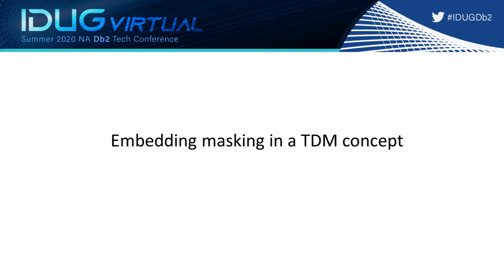Now, I want to wrap things up by taking a step away from the actual algorithms and looking at test data management concepts as a whole. I mentioned once or twice that you usually refresh your test environments on a regular basis. And this raises the question, how do you integrate data masking into your existing test data management processes?